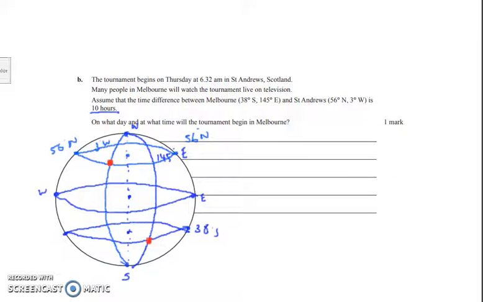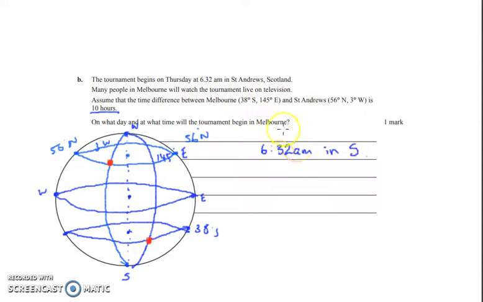The reason why we draw it out is because we can visualize, and if you can remember something as simple as the sun goes from the east to the west. In this case, the sun's going to rise in Melbourne first, and then 10 hours later, the sun's going to go around and hit Scotland and rise there. So if we say that right now it's 6:32 AM in Scotland, that means the sun is approximately rising right then. If the sun goes from east to west, that means the sun rose 10 hours ago in Melbourne. So it's been 10 hours since the sun's risen.